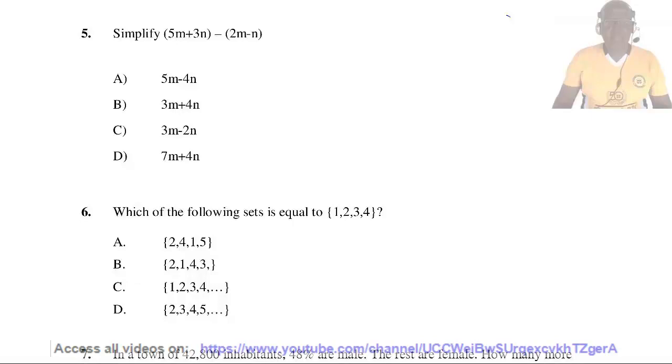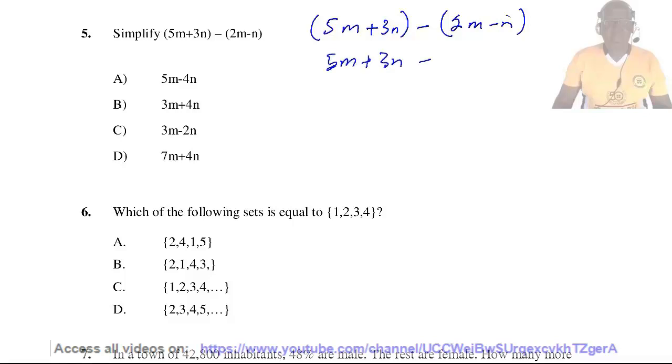Question 5. Simplify (5m + 3n) minus (2m minus n). That is 5m plus 3n, all in brackets, minus 2m minus n, all in brackets. We shall remove the brackets. So 5m plus 3n minus 2m plus n. Notice that the sign has changed to plus because negative times negative is positive.